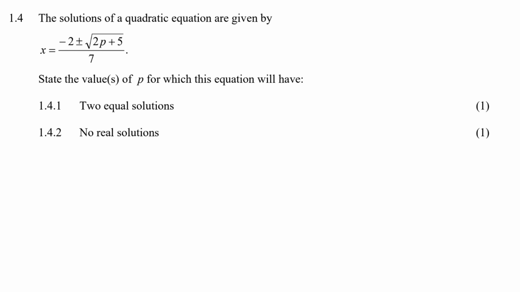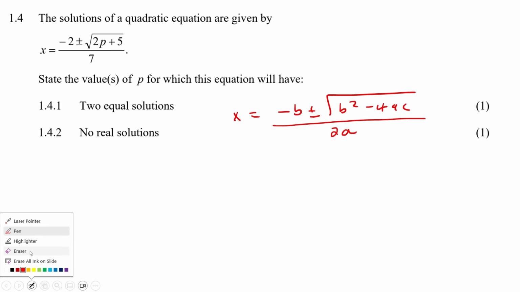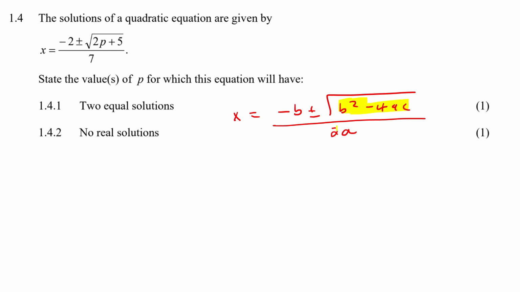The solutions of a quadratic equation are given by this expression over here. State the values of p for which this will have. Okay, so this is going into the theory of nature of roots. And remember, nature of roots only looks at, you know how you have the quadratic formula? Can you remember which part is important for nature of roots? It's the part inside the square root. It's not the square root, it's the part inside the square root. We call that the discriminant. It's the b squared minus 4ac. And there's a bunch of things we can talk about, depending on what that value is.